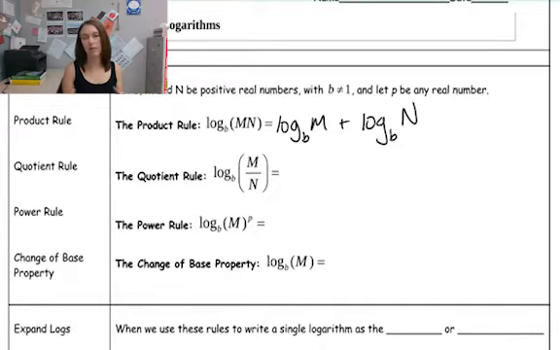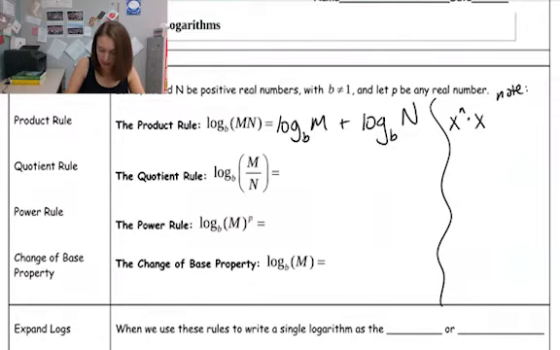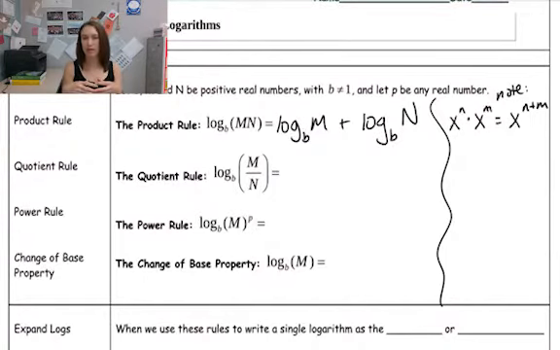Now, if you remember from my previous lesson, a log is an exponent. So a lot of these properties are going to be similar to our exponential rules. For example, note the exponential rules: x to the n times x to the m equals x to the n plus m. So we add exponents if we're multiplying with the same base.